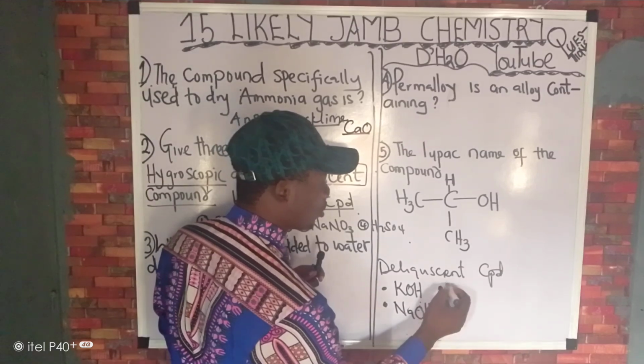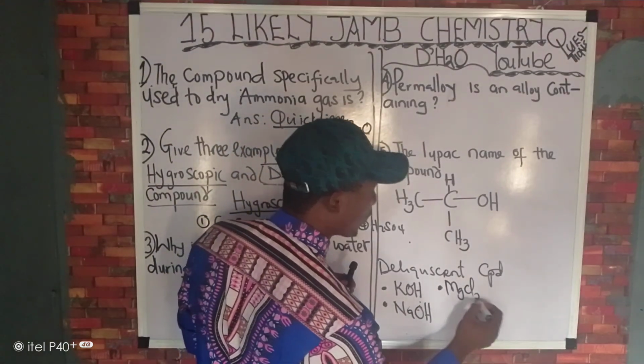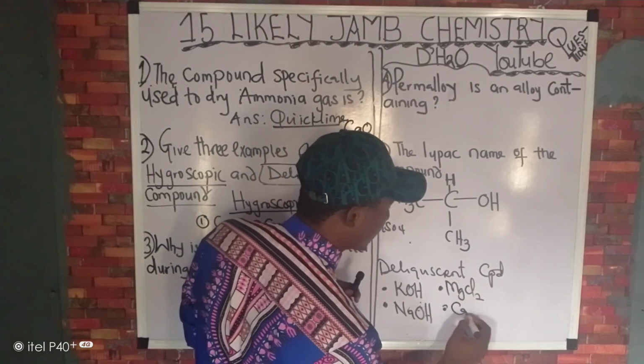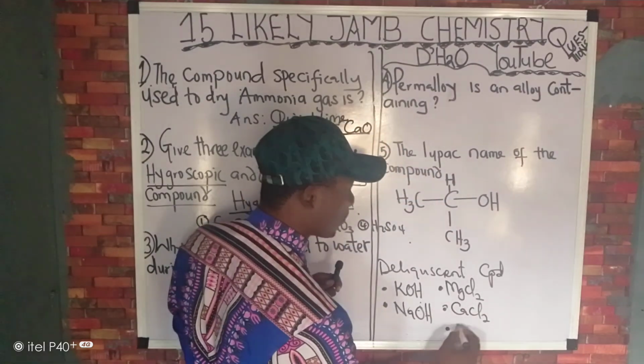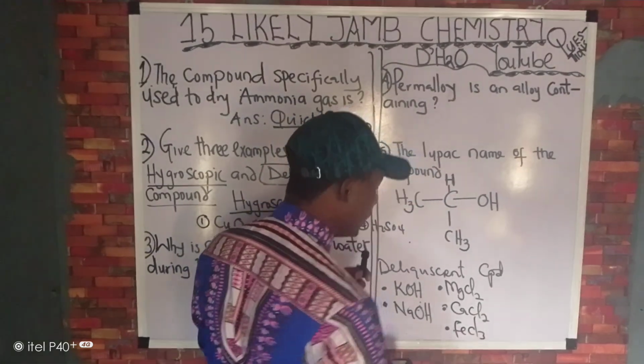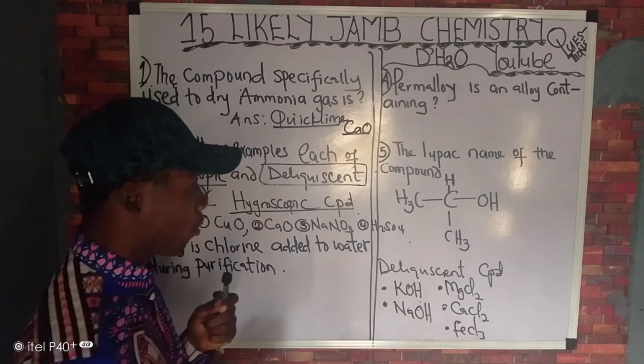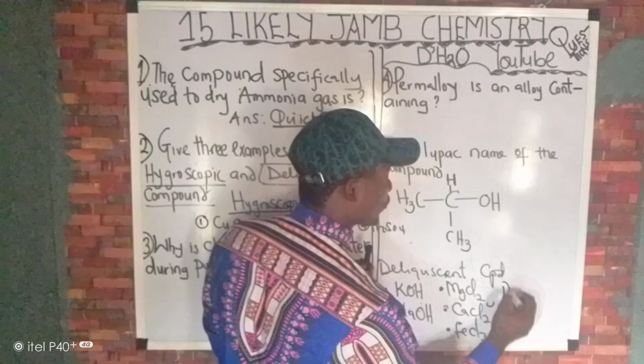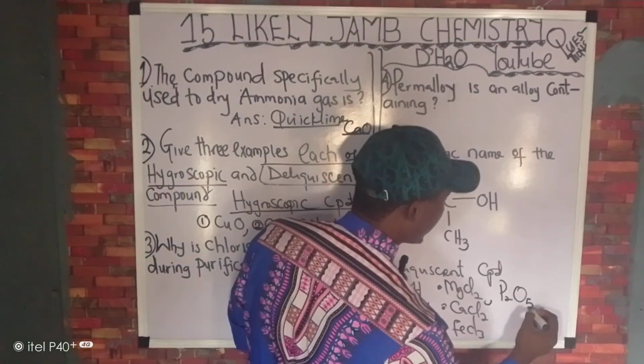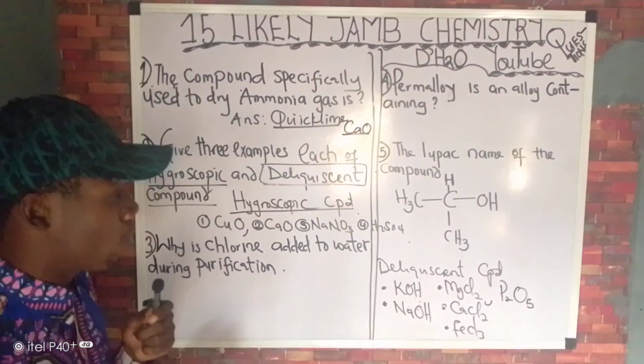Another example is your magnesium chloride. Another example is your calcium chloride. Another example is your iron(III) chloride. These are examples of deliquescent compounds. Let me add one to this, phosphorus(V) oxide. They are all examples of deliquescent compounds.